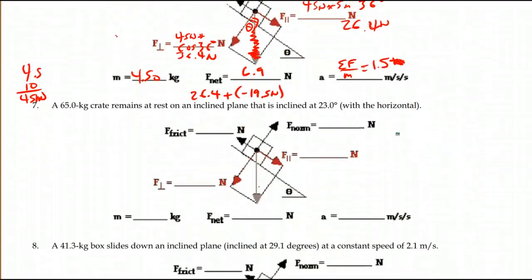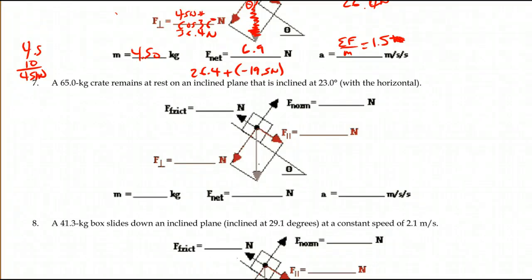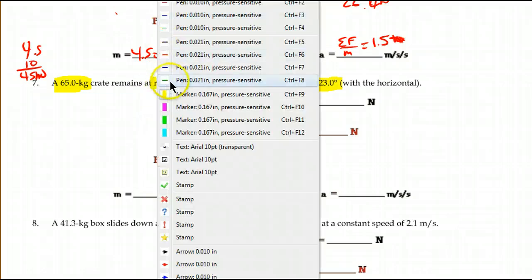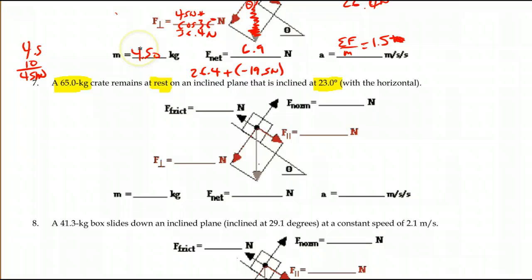Okay, in our next one, we're looking at a 65 kilogram crate, so that's our mass. The angle is inclined at 23, and we want a case of static equilibrium. We want the object to stay at rest. So the weight of the object, Fg, is going to be 65 times 10, or 650 newtons. The angle is 23 degrees. This is theta.